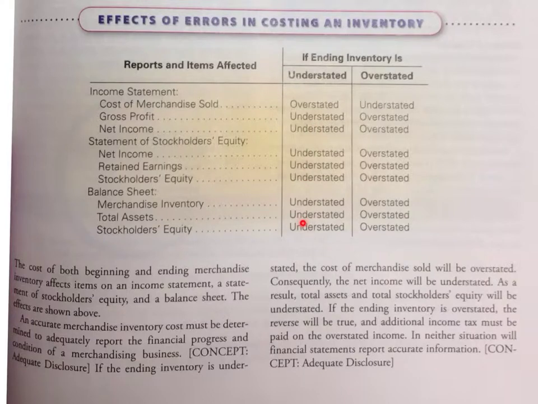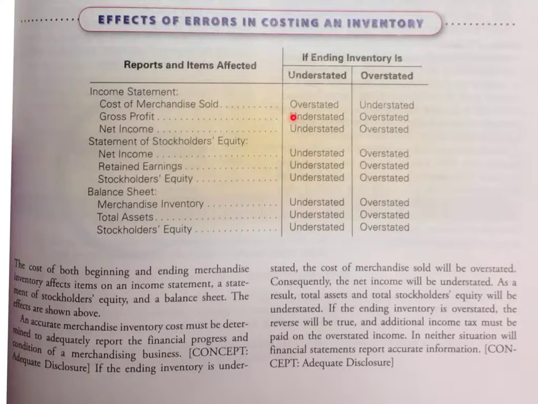And the reverse of that, if we overstate how much inventory we have, then our cost of merchandise sold is understated, so we're going to think we're doing better than we really are, and all of our other statements are going to be overstated, okay? Our equity, for example, we would not be worth as much as we say we are if we mess up on our ending inventory. It affects all these other parts. So it's very important that we have an accurate picture of our merchandise inventory.